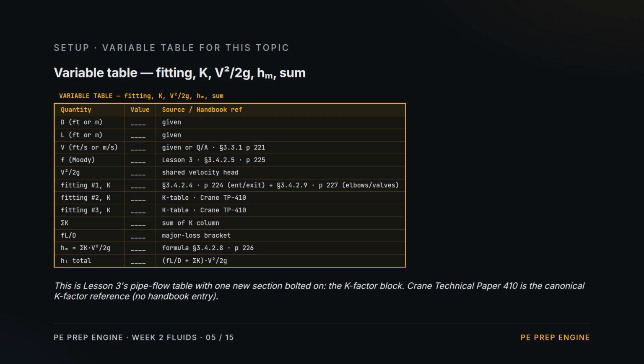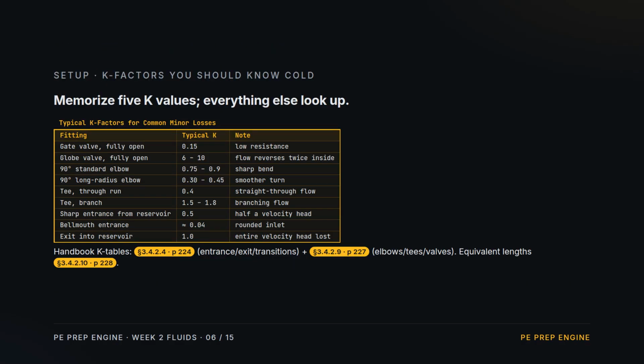The working table: same pipe flow table from Lesson 3, with one new block bolted on. The fittings list, each row carrying its own K value, and a sum of K row. The velocity head row is shared. Every fitting and the straight pipe term multiplies that single number. For the K tables, the canonical reference is Crane Technical Paper 410. Memorize 5 K values. Look up the rest.